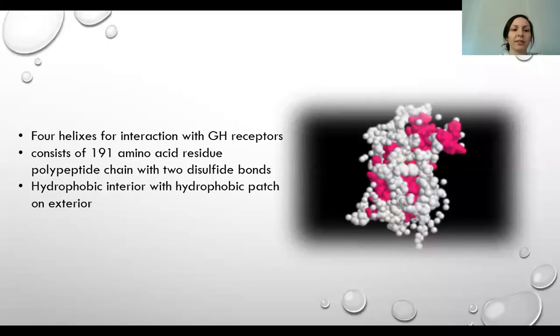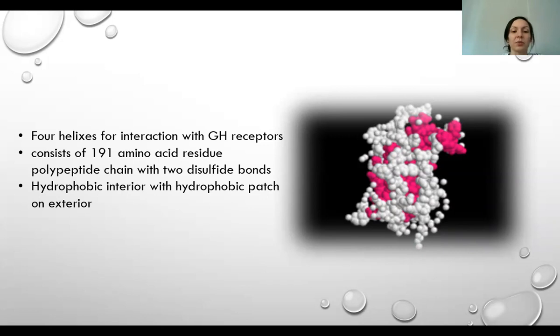There are 4 helixes in the structure necessary for interaction with growth hormone receptors. It shares similar structural features to prolactin and somatomammotropin. And it consists of 191 amino acid residues, polypeptide chains with 2 disulfide bonds.